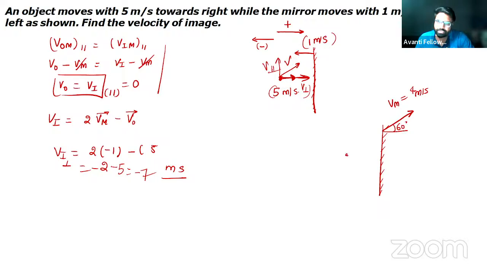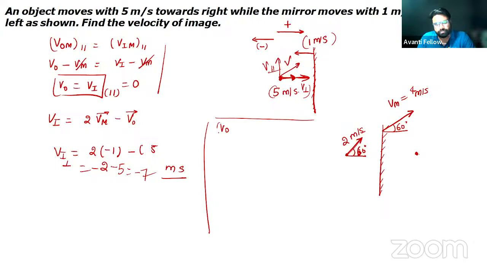Now, this is object and this is image. This is the object which is also moving with this velocity at an angle 60 degree. Now, what is the velocity of image here? You have to tell me. So to resolve this vector into two components. First is parallel and second is perpendicular. Got it? My voice is audible to everyone and the screen is visible to everyone.